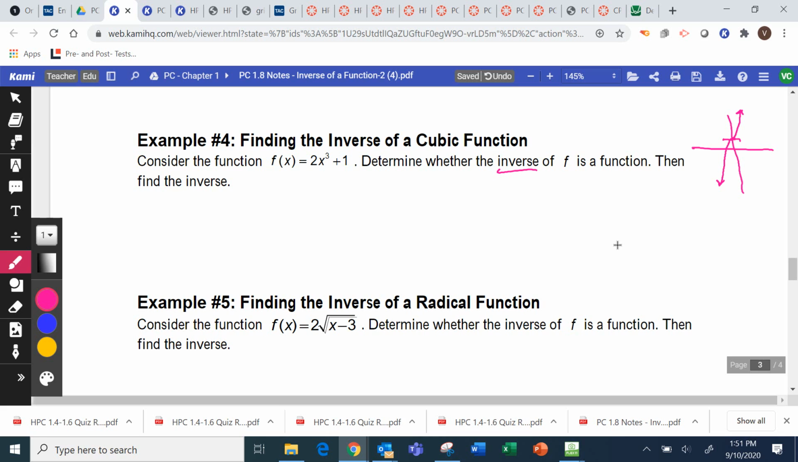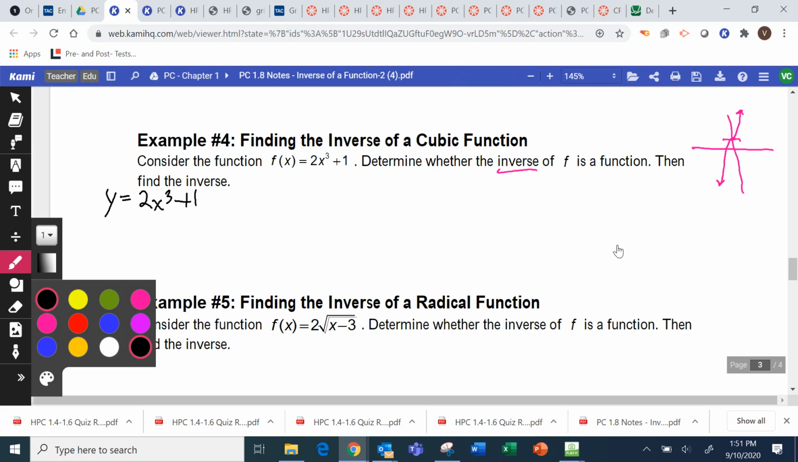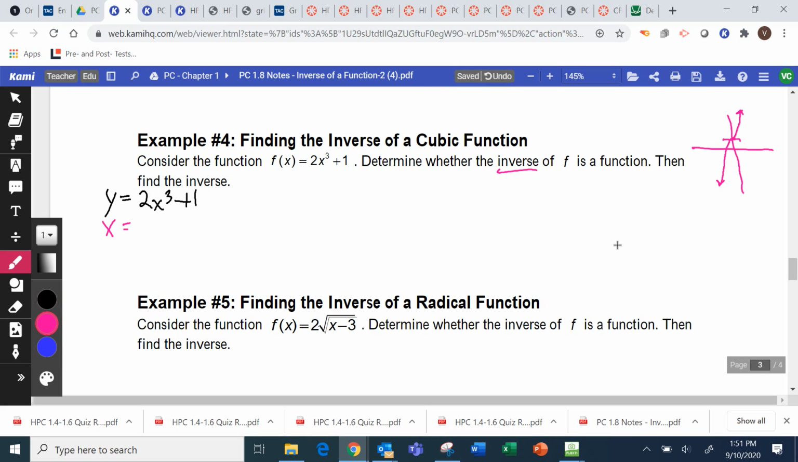There's no other things going on with it. So would this pass the horizontal line test? Yes. So yes, the inverse is going to be a function. Now, we're going to find it. First of all, we need to put y in it. So instead of f of x, I'm going to write y equals 2x cubed plus 1. And then we are going to switch x and y. X equals 2y cubed plus 1. And then we're going to solve for y. The pink one is the inverse. I've already found the inverse, but we are going to solve it for y.